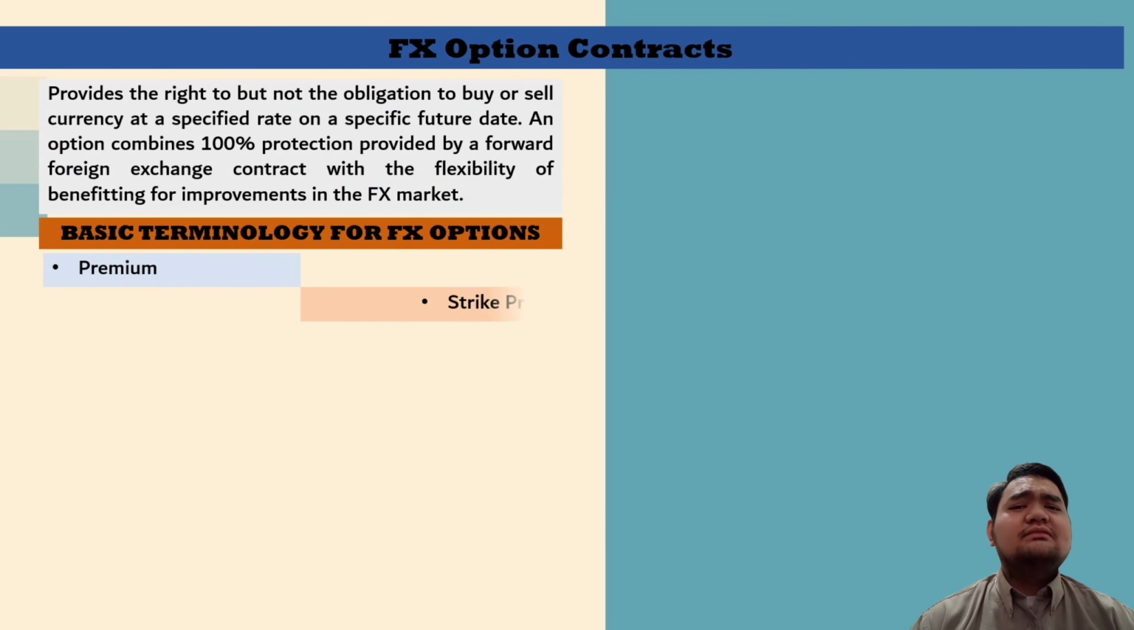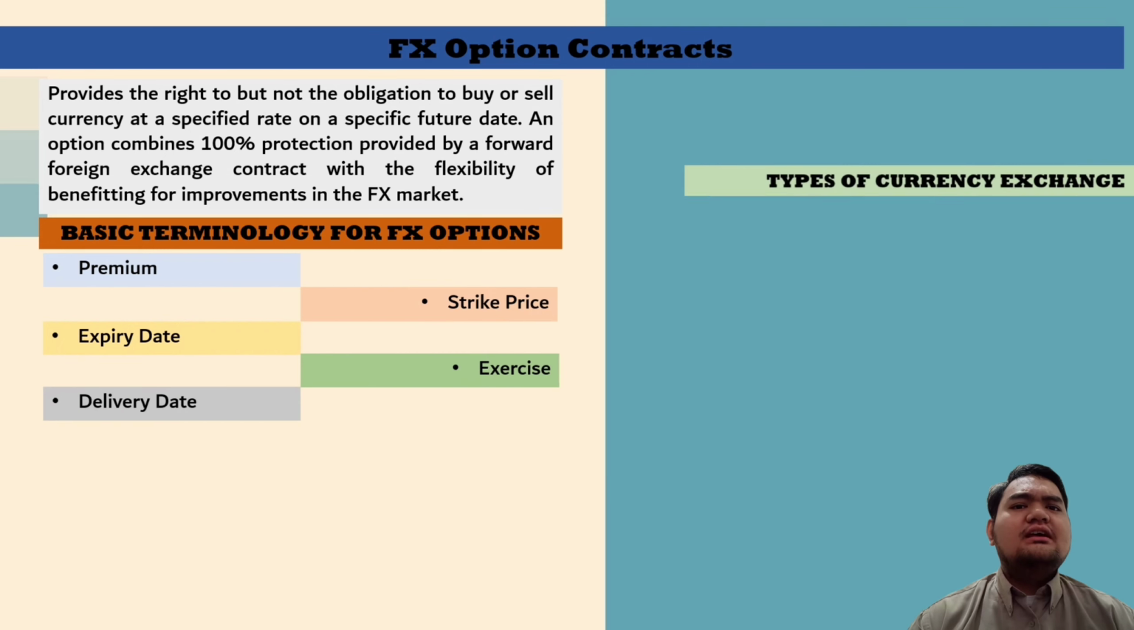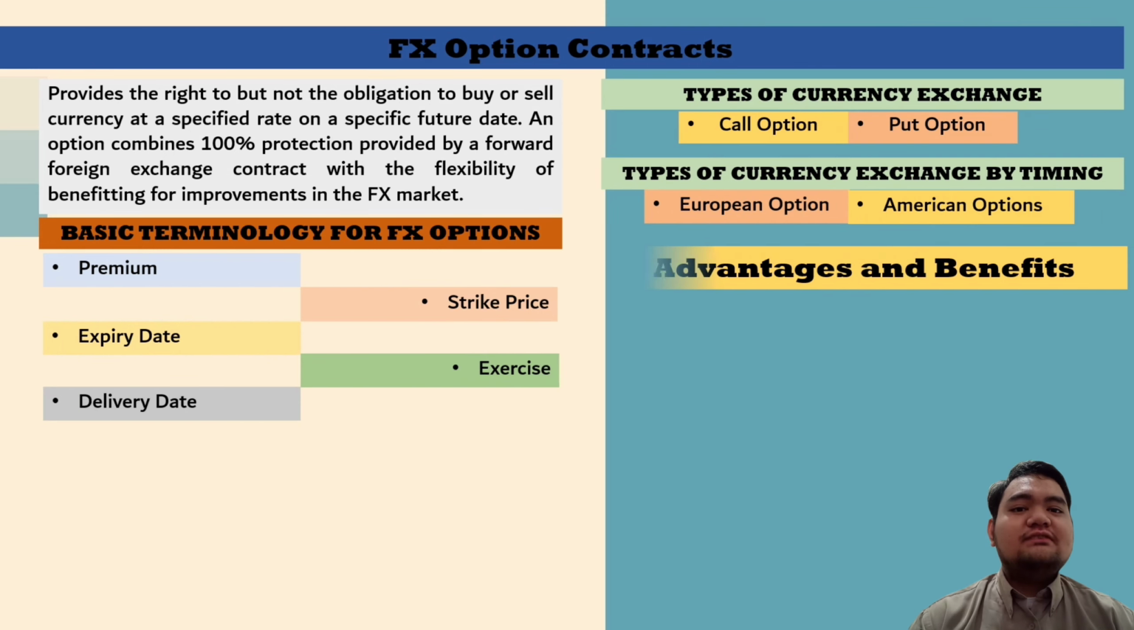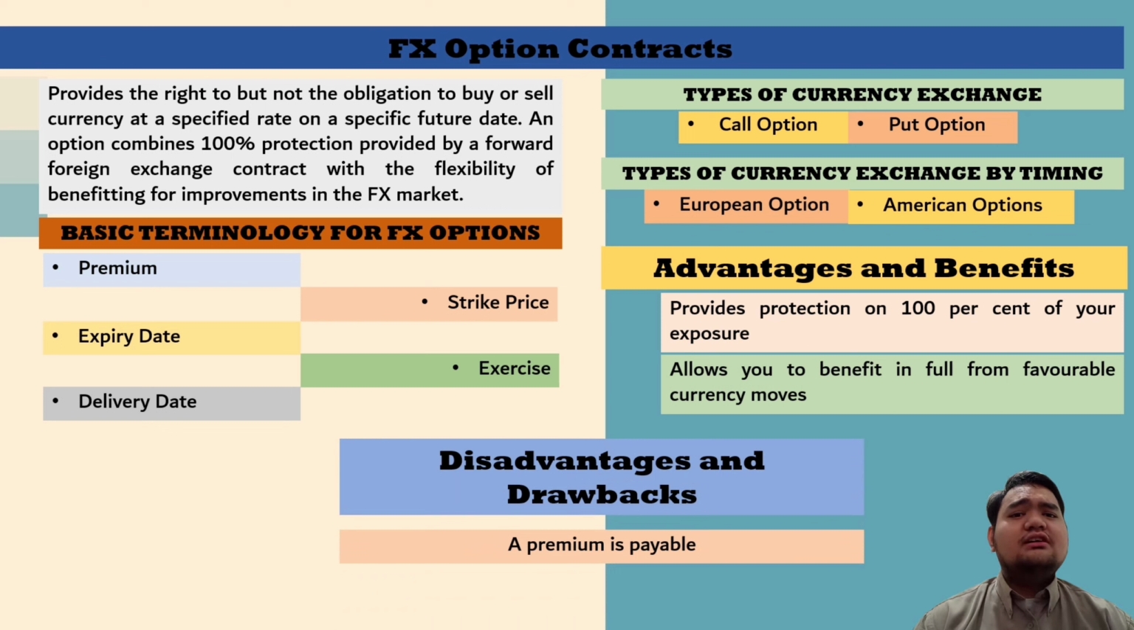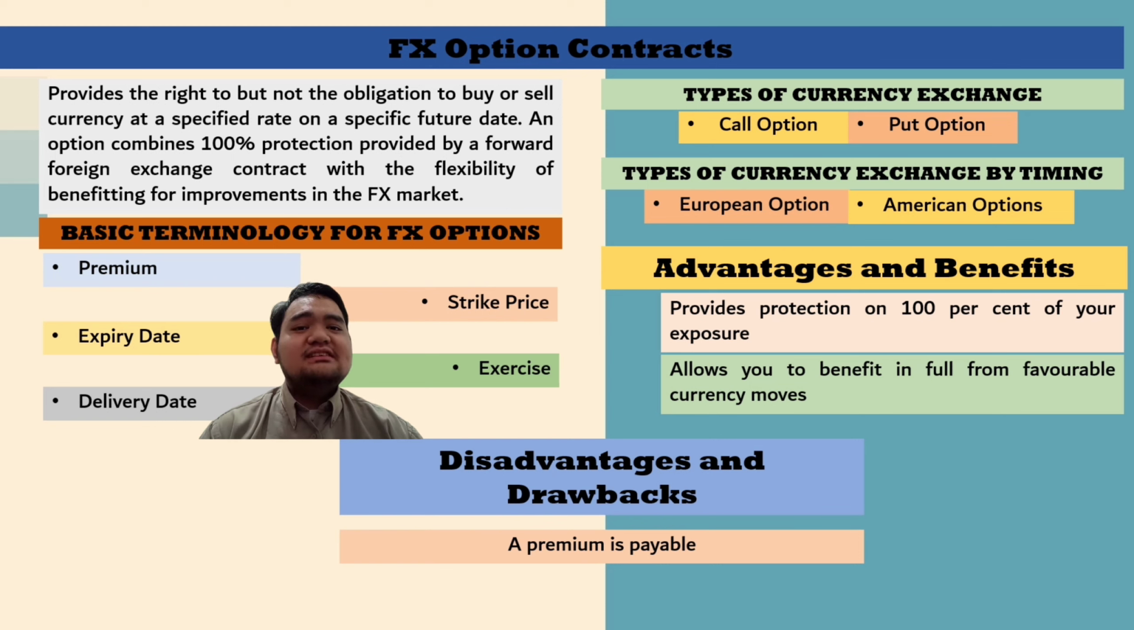Now I will explain about foreign exchange option. A foreign exchange option provides us with the right, but not the obligation, to buy or sell currency at a specified rate on a specified future date. An option combines 100% protection provided by a forward foreign exchange contract with the flexibility of benefiting from improvement in the foreign exchange market. There are 5 basic terminologies for foreign exchange option.